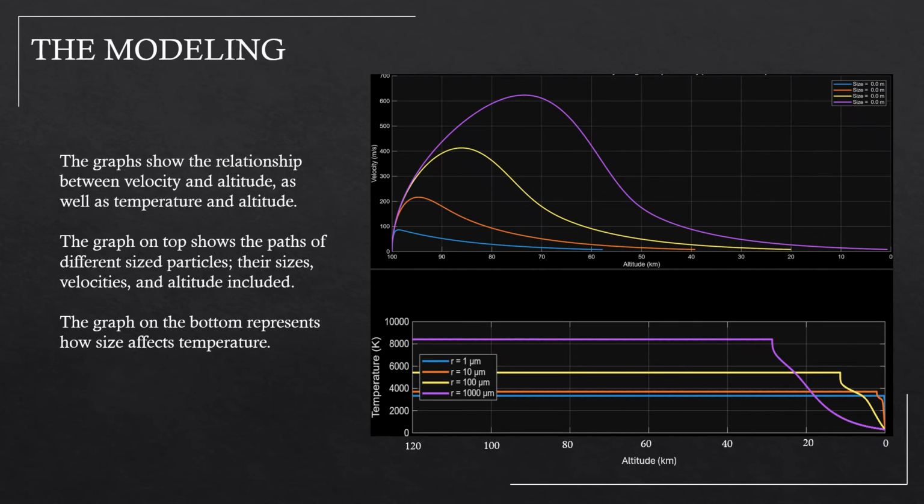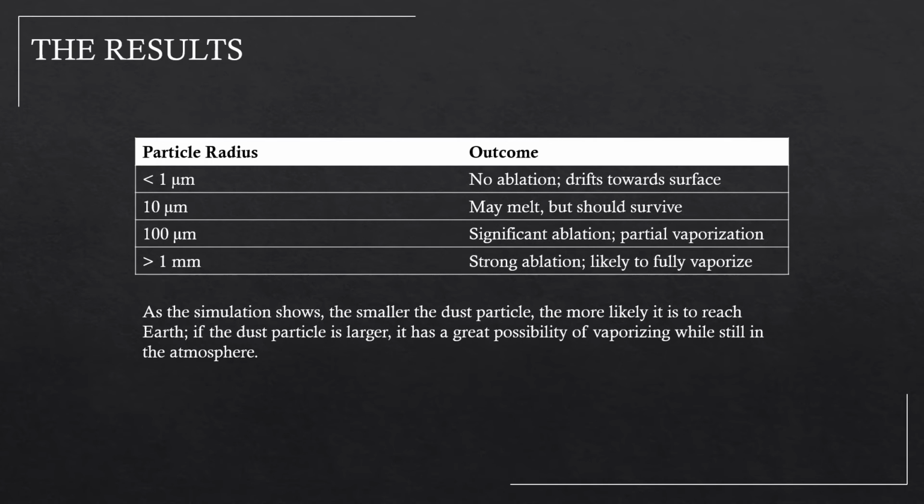The bottom graph then shows how the bigger particles will begin to move faster, which results in higher temperatures, causing them to have a higher decay rate. This means that the smaller particles, which move slower, are once again able to get further towards the Earth's surface. As the simulation shows, the smaller the dust particle, the more likely it is to reach Earth. If the dust particle is larger, it has a greater possibility of vaporizing while still in the atmosphere.